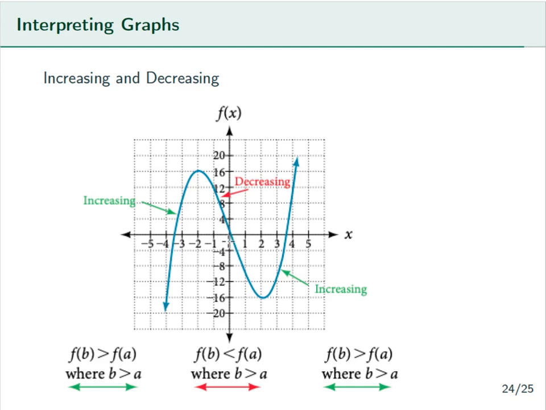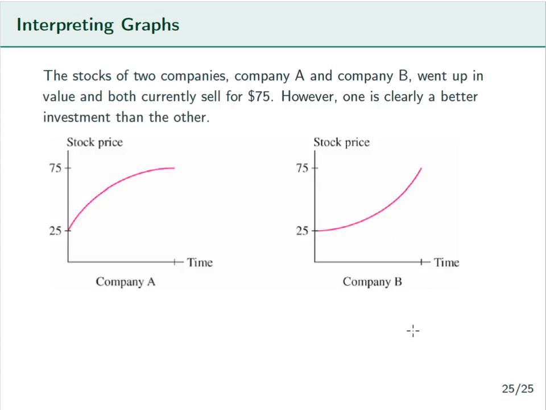But there's something more we have to pay attention to. So we're going to finish this video with this problem. The stocks of two companies, company A and B, went up in value and both currently sell for $75. However, one is clearly a better investment than the other. So this is why we really have to think about the relation between two quantities, input and output. Here the input quantity is time and the output quantity is stock price. And as you can see, both companies' stock prices are increasing over time. But one company is clearly a better investment than the other.